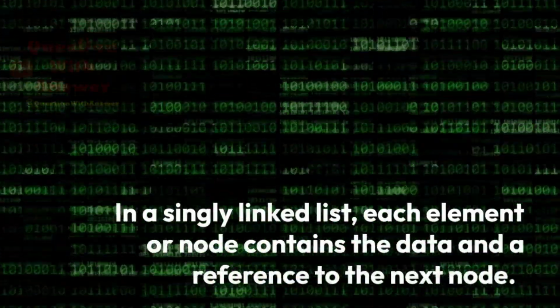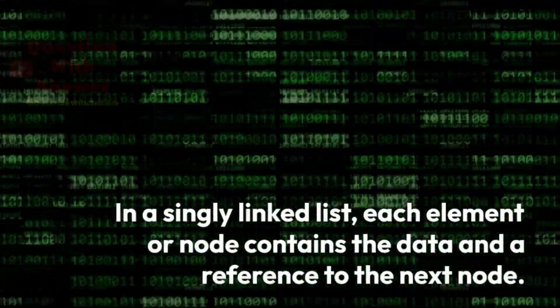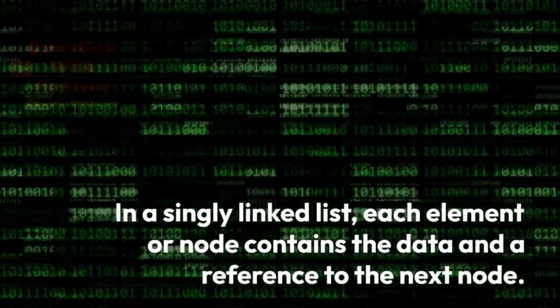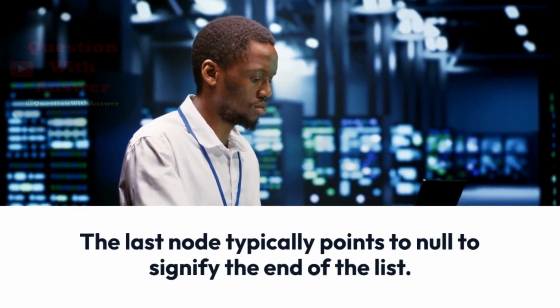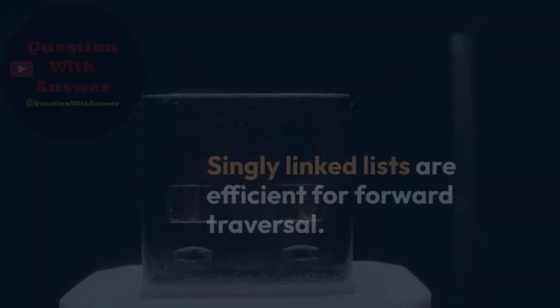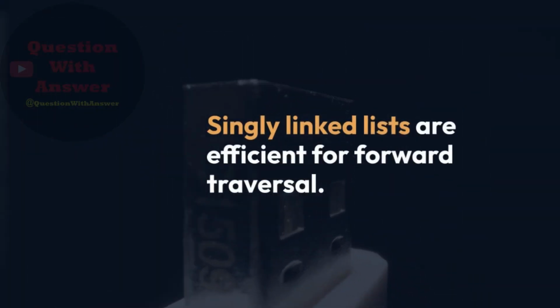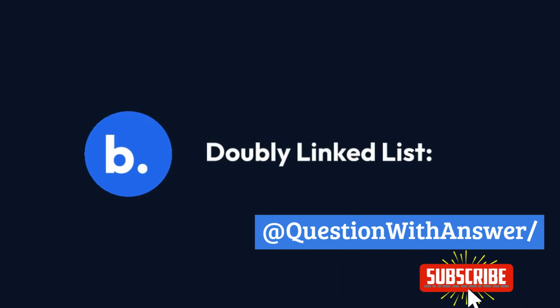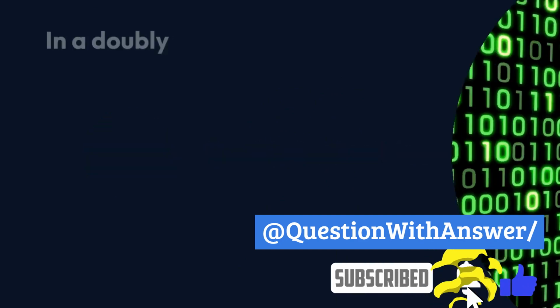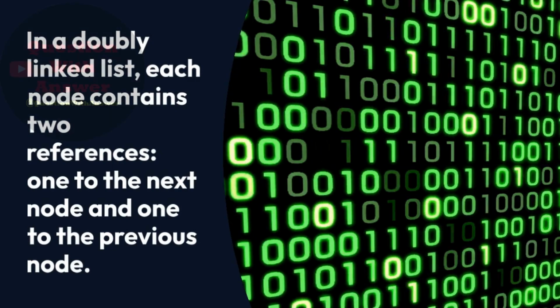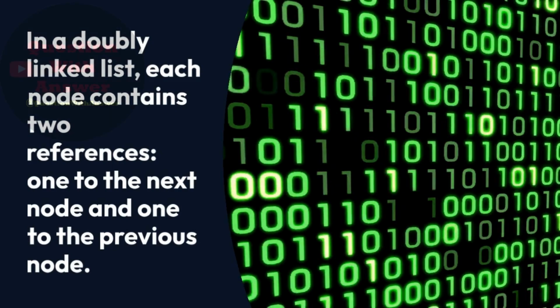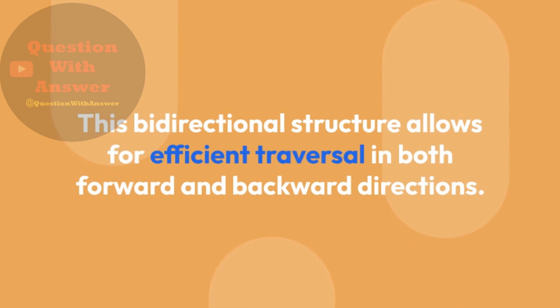In a singly linked list, each element or node contains the data and a reference to the next node. The last node typically points to null to signify the end of the list. Singly linked lists are efficient for forward traversal. B. Doubly linked list. In a doubly linked list, each node contains 2 references, one to the next node and one to the previous node. This bidirectional structure allows for efficient traversal in both forward and backward directions.